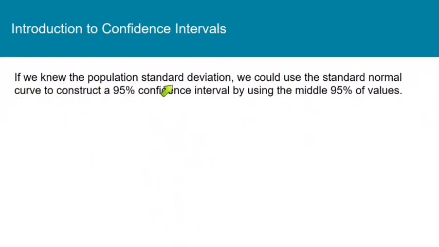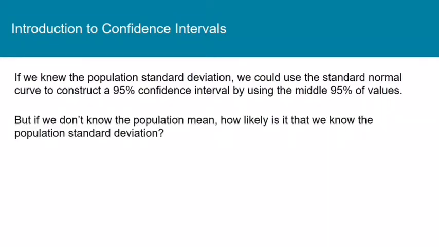Now, if we knew the population standard deviation, this would be pretty easy because we could construct, for example, a 95% confidence interval by finding the z-scores that mark off the middle 95% of values. And then we could use that z-score to calculate a margin of error. But remember, the whole purpose of building a confidence interval is to try to trap the population mean between two numbers. If we don't know the population mean, then how likely is it that we know the population standard deviation? It's probably not very likely. So if we don't know the population standard deviation, how are we going to get those z-scores?